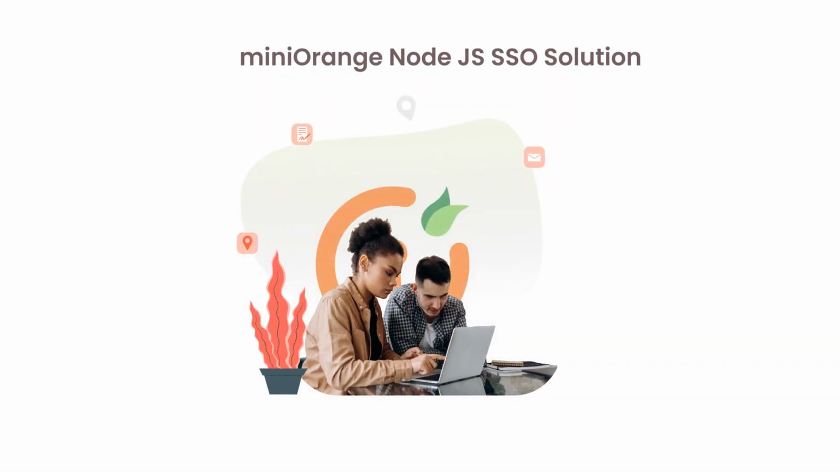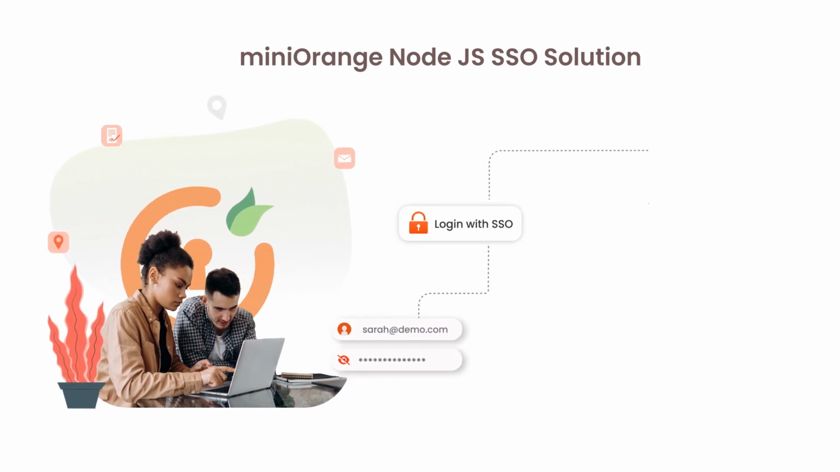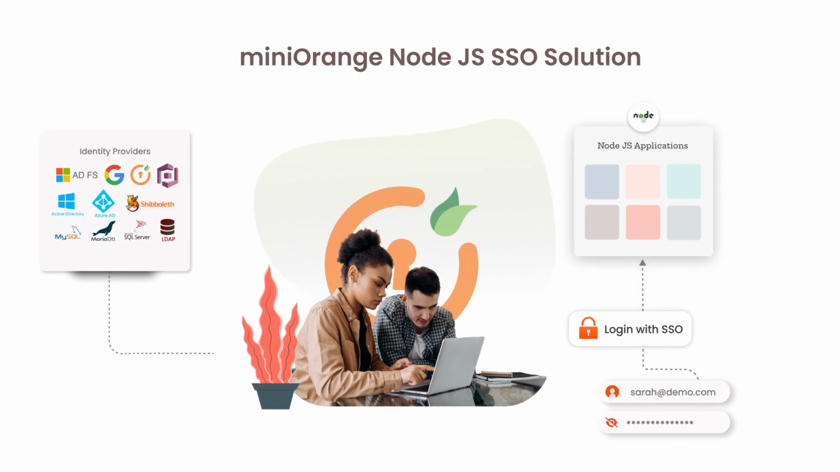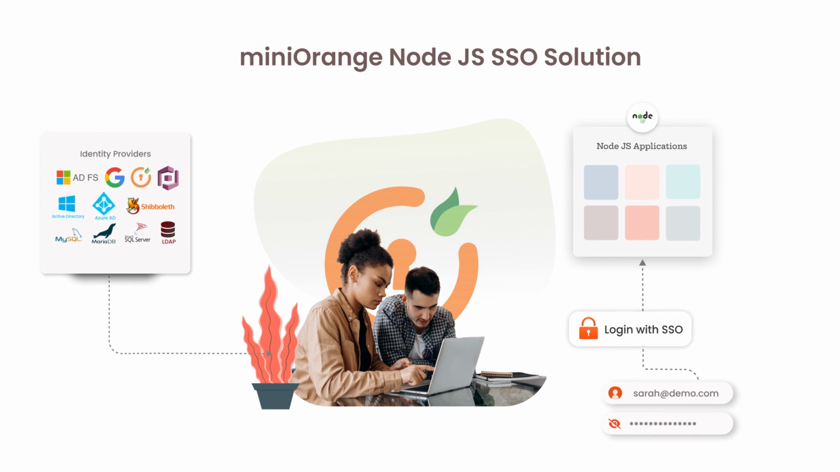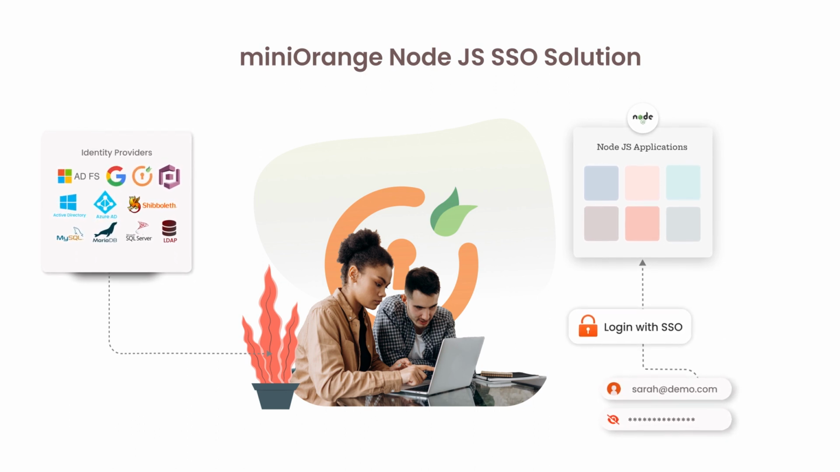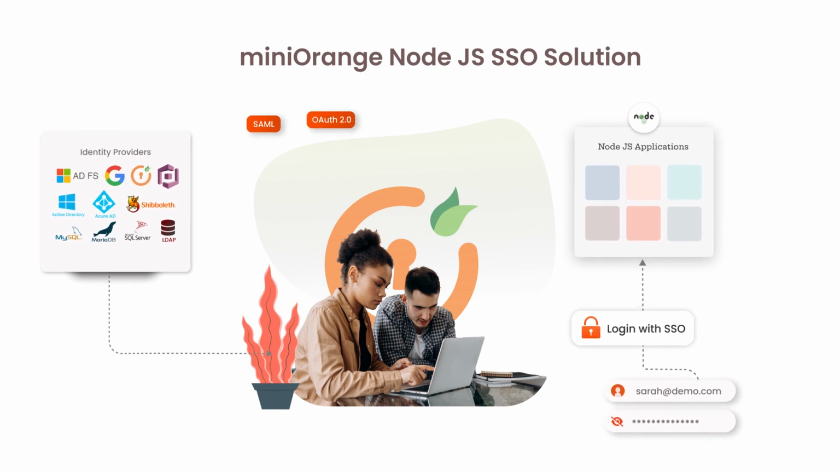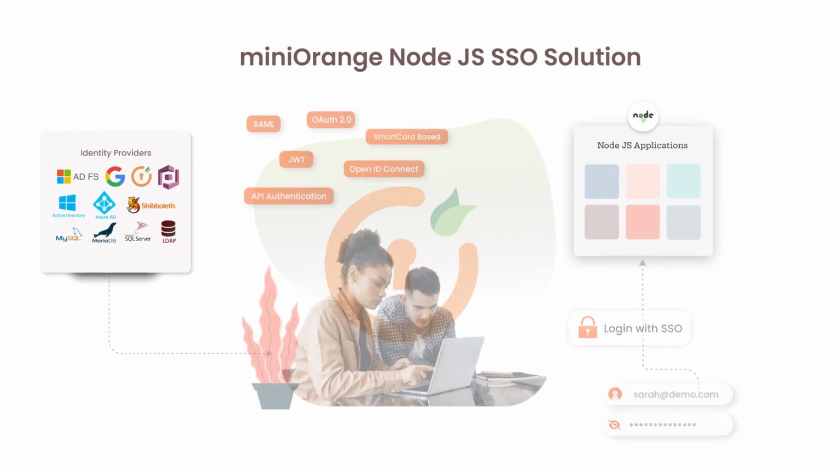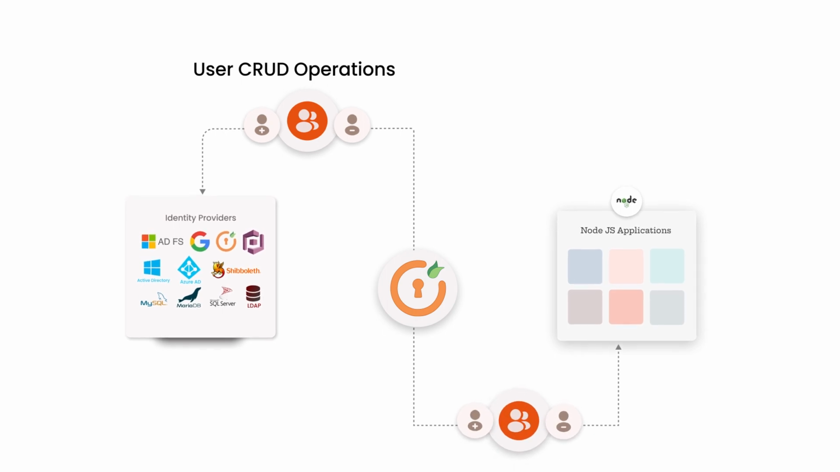The miniOrange Node.js SSO solution provides streamlined user access to multiple Node.js built applications by just using a single set of credentials. The solution supports multiple identity sources like miniOrange, Azure AD, Okta, Cognito, etc., and popular single sign-on authentication protocols such as SAML, OAuth 2.0, JWT, OpenID Connect, and many more. With real-time user sync, all your user metadata is automatically synced everywhere.